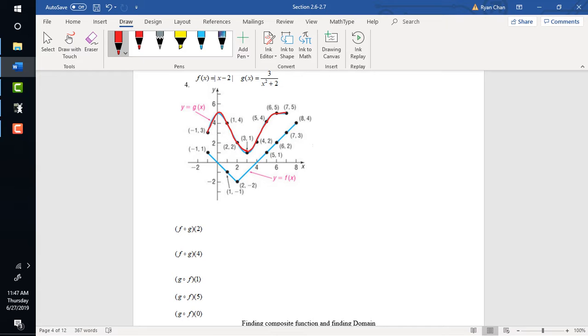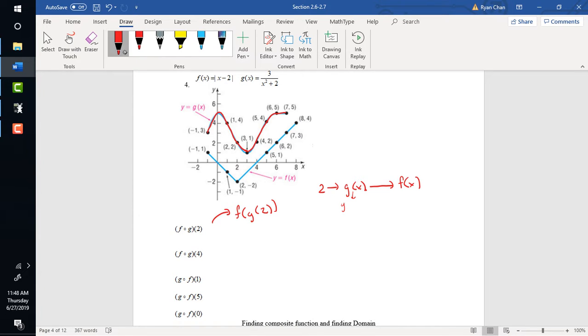Okay, so if I have f of g of 2, I'm doing this one right here. Let's remember what it's saying. We plug 2 into g of x, and then my output of g of x goes to f of x. So I take my 2 and plug it into g of x, that's when x is equal to 2. So I'm saying, what is my y value when I plug 2 in for g? My y value, if I look at the picture, is the following.